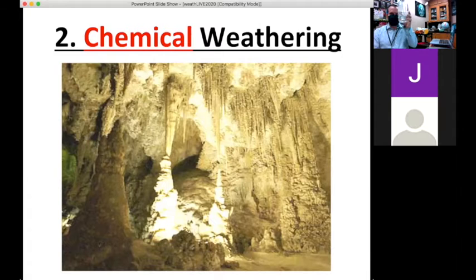Today, we're looking at chemical weathering. We use chemicals to break the rock or move the rock or separate the rock or the soil. Our bedrock is limestone, and limestone weathers with acid.